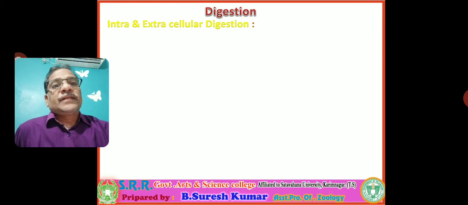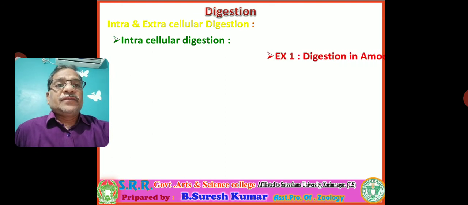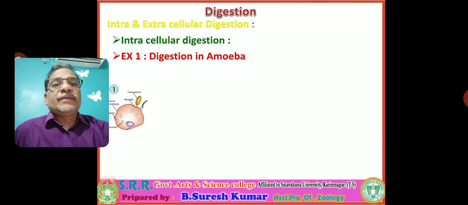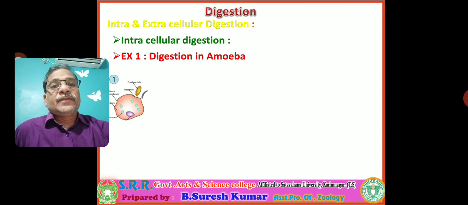So let us observe the intracellular digestion takes place in which individual. Already yesterday we discussed a lot, but once again in detail today we are going to discuss in this lesson. So the first example, you observe digestion in amoeba. Amoeba is a protozoan animal, a unicellular animal, a cell grade individual.